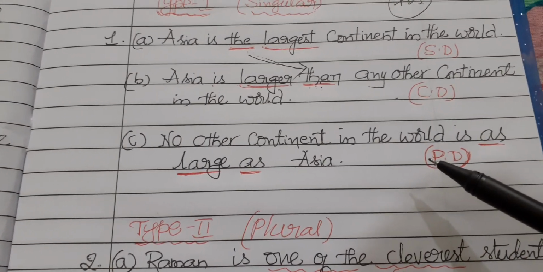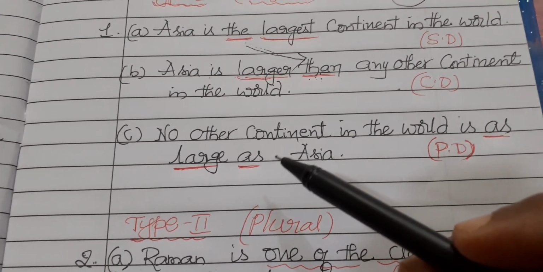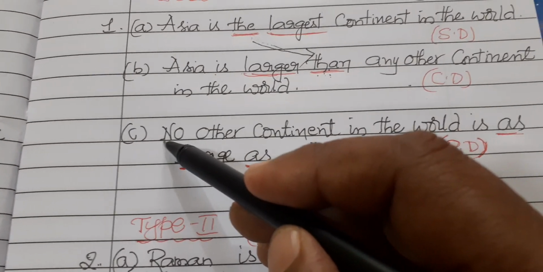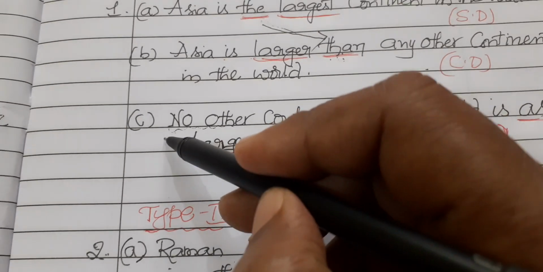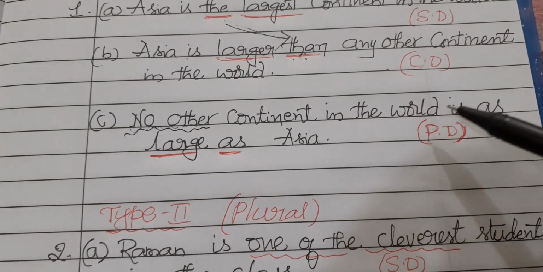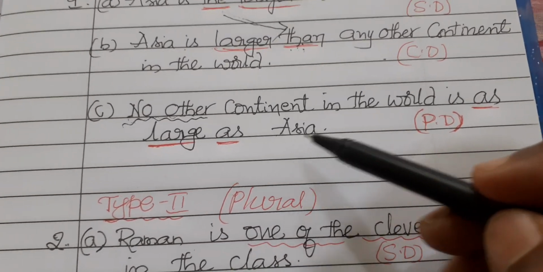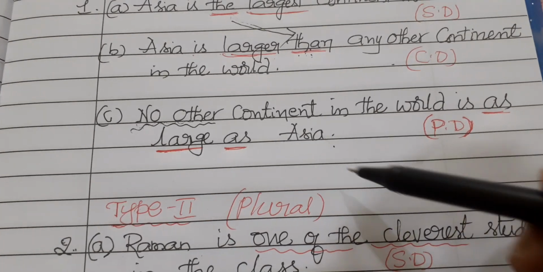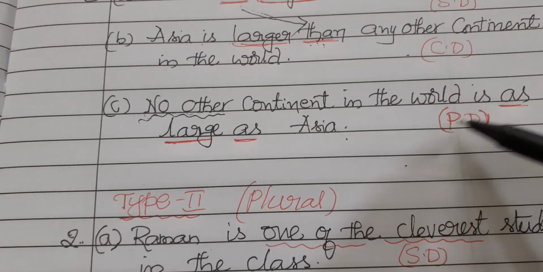Now, how to change it into the positive degree? We have to start with the words no other. You must remember these words. No other continent in the world is as large as Asia. So larger, one step down, again one step down, large. The last step is large.